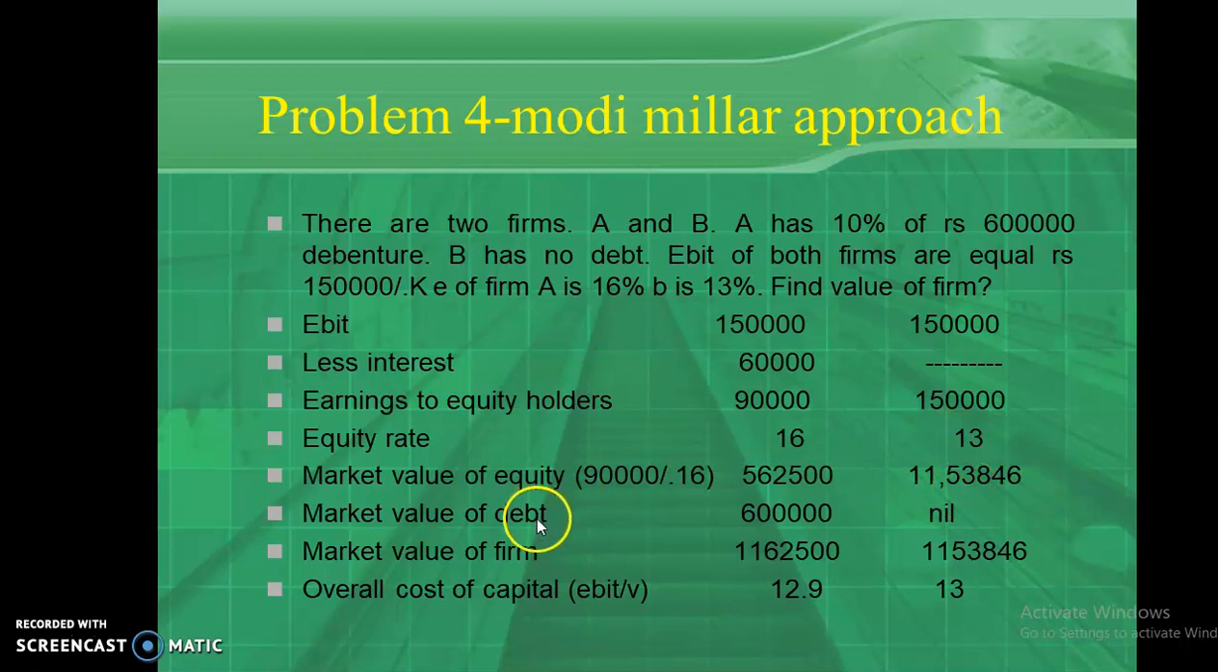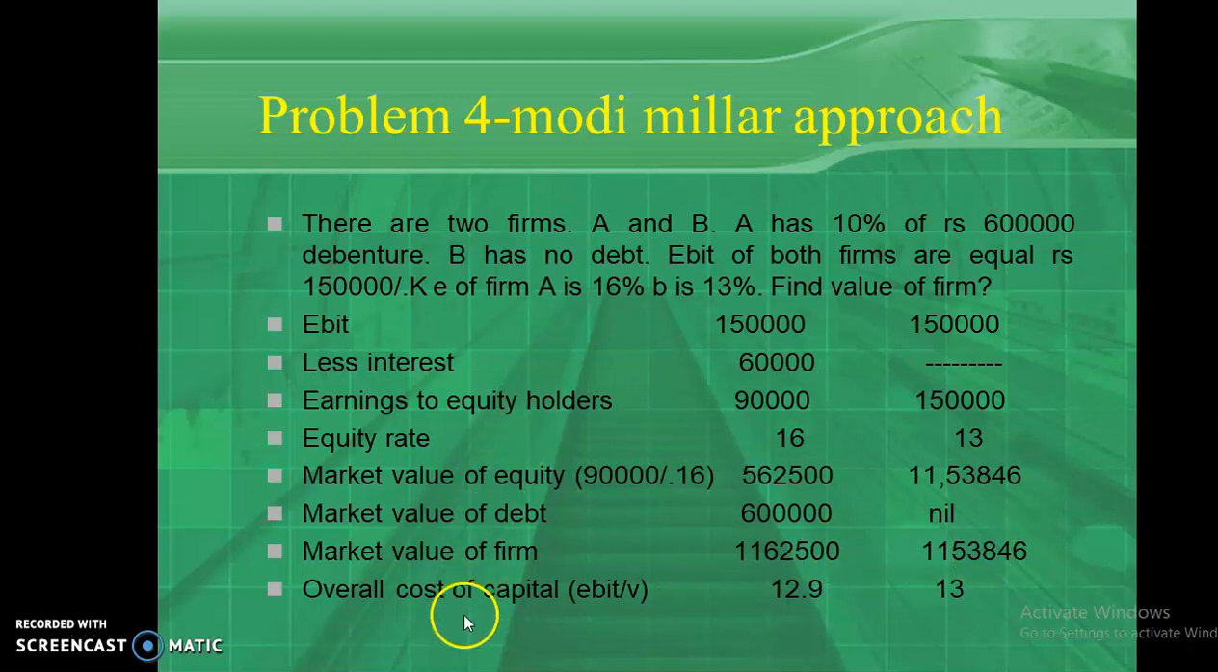Then the market value of debt for firm A, let's look into that. Market value of debt is given or not? Just check that. It's 6 lakh rupees of debentures, so that is written here. And firm B has no debt, so 0. Then you add both of these together: market value of equity plus market value of debt gives you the value of the firm. Here debt is not there, so you add both together and you will get 11,53,846 as the value of the firm. So now you have the value of the firm for both companies.